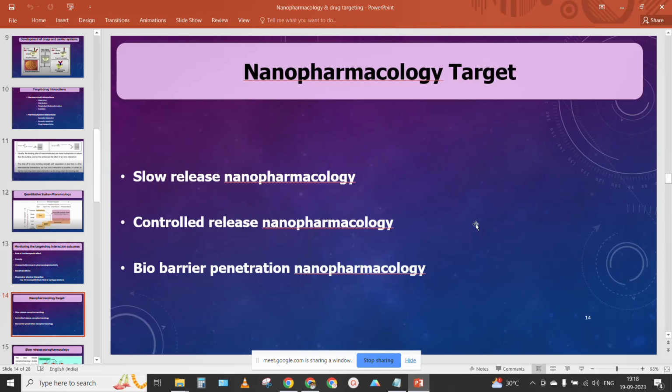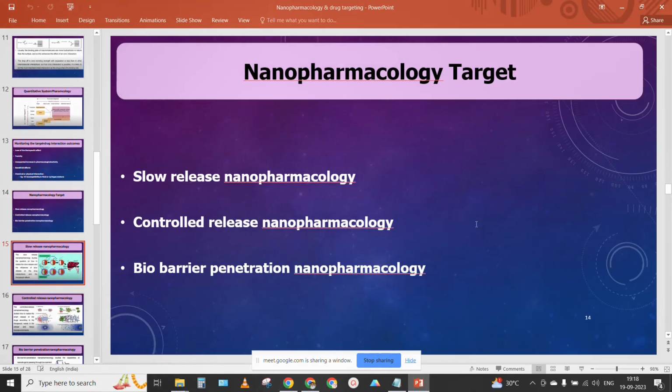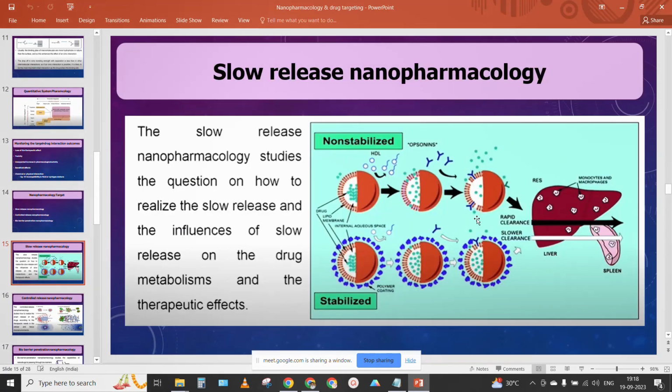Then the nanopharmacology targets: slow release nanopharmacology, controlled release nanopharmacology, and biobarrier penetration nanopharmacology. We'll discuss these in brief now. Slow release nanopharmacology studies the questions on how to realize this slow release and the influences of slow release on drug metabolism and therapeutic effects.